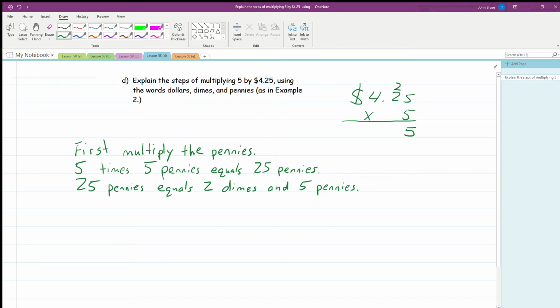We write the 5 below the bar, and the 2 we're going to put above the dimes. So we write 5 below the bar, and we're going to put the 2 above the dimes.